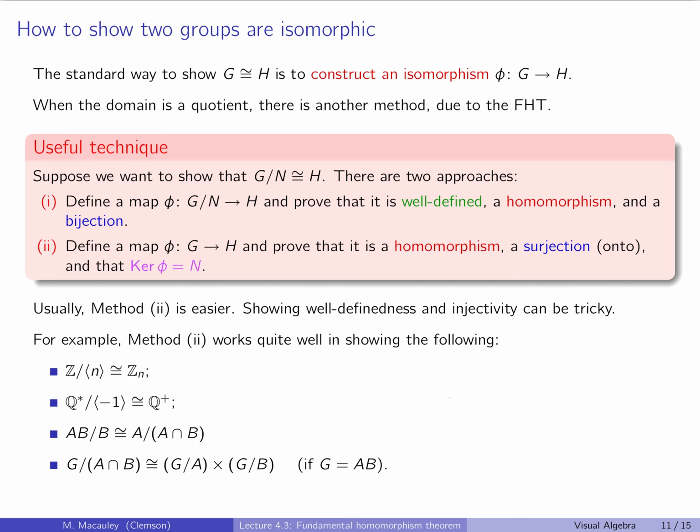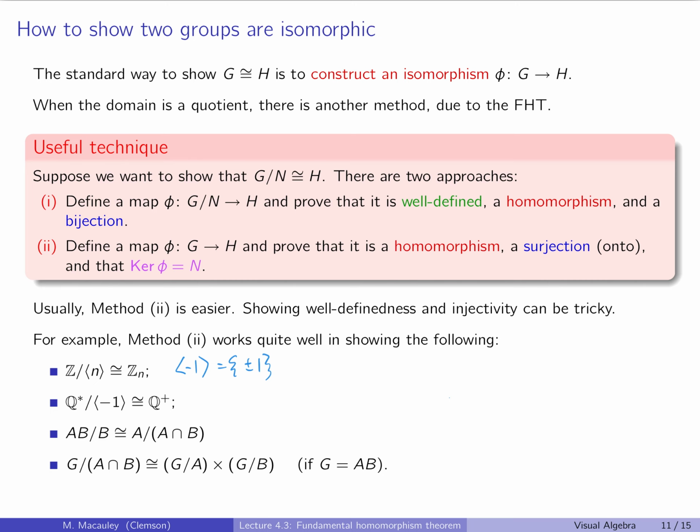First, it can be used to show that the quotient of the integers by the multiples of n is isomorphic to the cyclic group Zn. I'll hold off on saying more about this because I'll show you a picture on the next slide. The second example is the quotient of the non-zero rational numbers, Q star, by the subgroup generated by -1, which is isomorphic to the positive rational numbers. Now, I do want to say a bit about this. First of all, these are multiplicative groups. So the subgroup generated by -1 is just plus or minus 1.